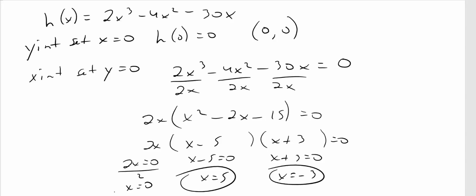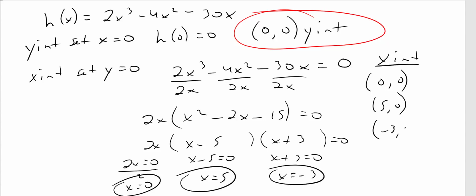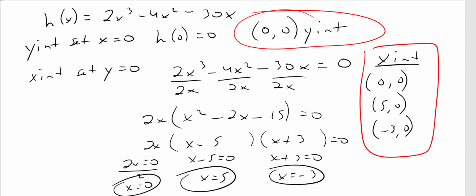There we go, guys. 3 answers. Please do not leave them as x equals. You're going to tell me, again, this is my y-intercept on top here, and then the x-intercepts: 0, 0, 5, 0, and negative 3, 0. And that is the answer to that problem. Okay, so x-intercept, and this is an x here. Looks a little cleaner. That's x.